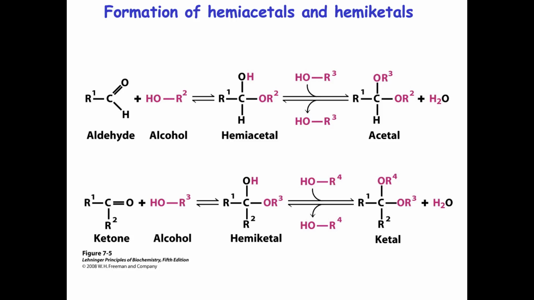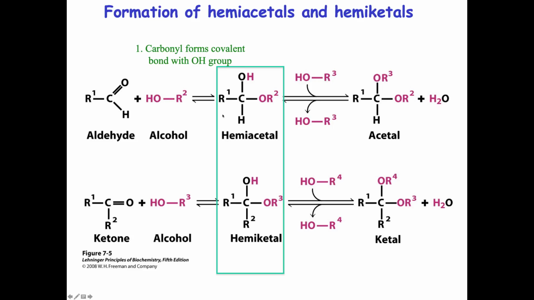And so what we'll see here is that aldehydes or ketones are able to react 1-to-1 with an alcohol. And these form hemiacetals or hemiketals. So we see that here. In this first step, the carbonyl forms a covalent bond with the hydroxyl group. So this carbonyl forms a covalent bond with this hydroxyl group, and then you get the formation of this hemiacetal or hemiketal here.